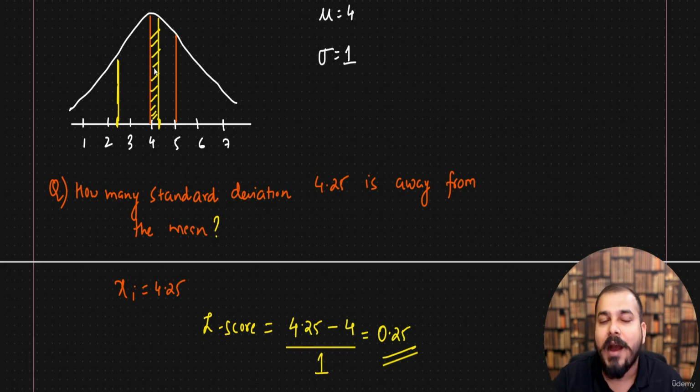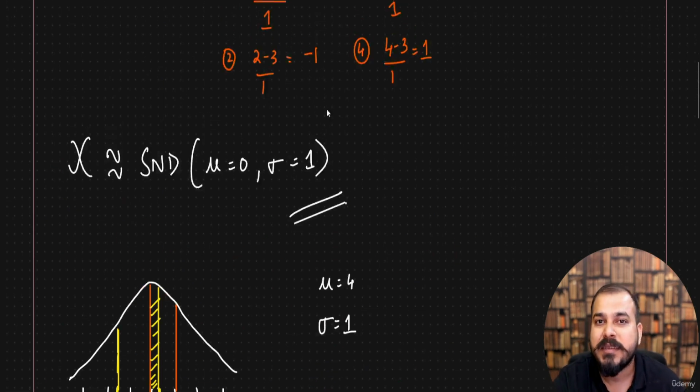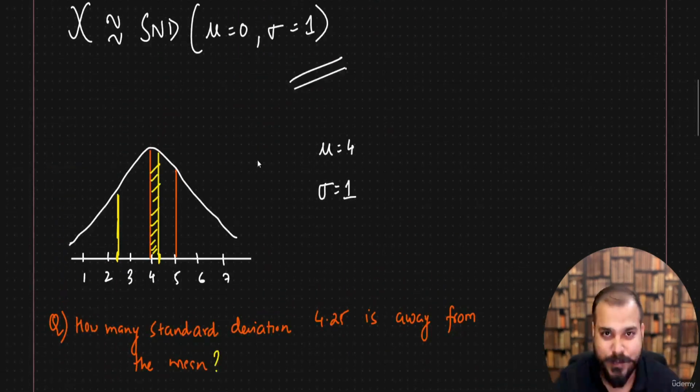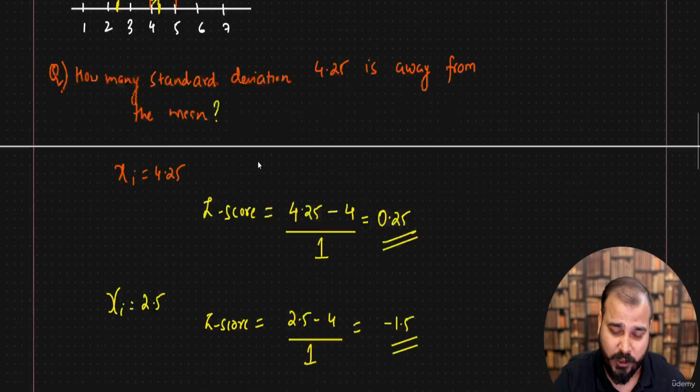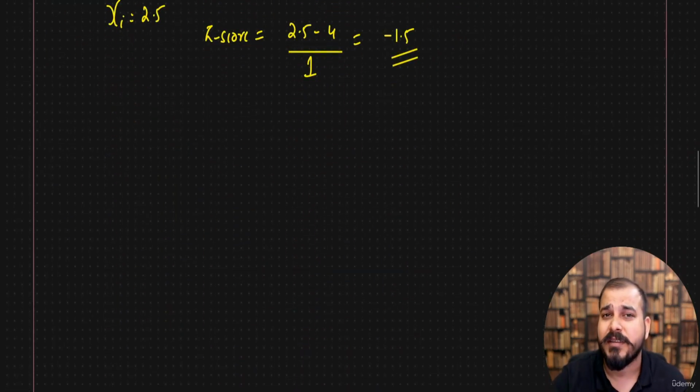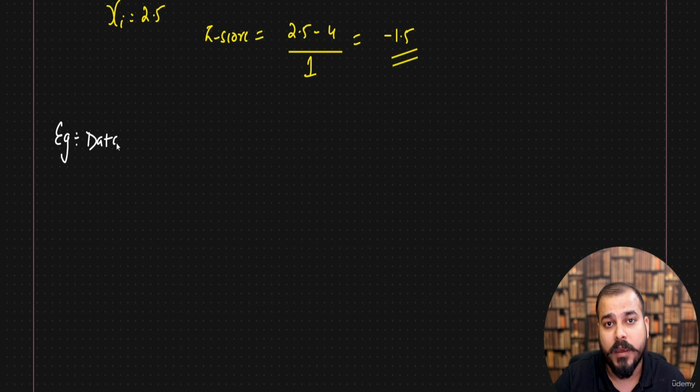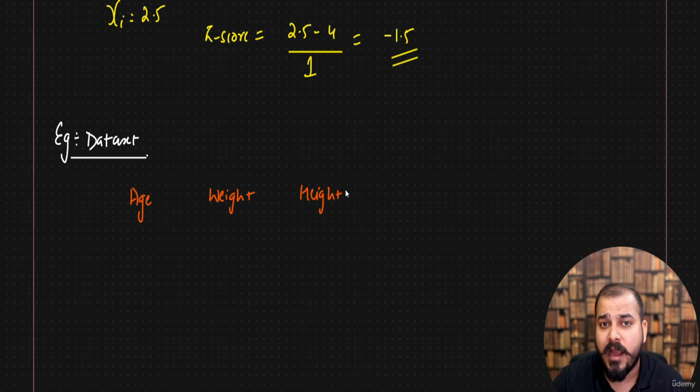Now, you may be thinking, Krish, why do we use this z-score? Why are we specifically using the standard normal distribution? Here also, I'll give you an example. Let's consider a specific data set. In this data set, let's say I have a feature called age. I have a feature called weight. I have a feature called height. I have a feature called salary, right?